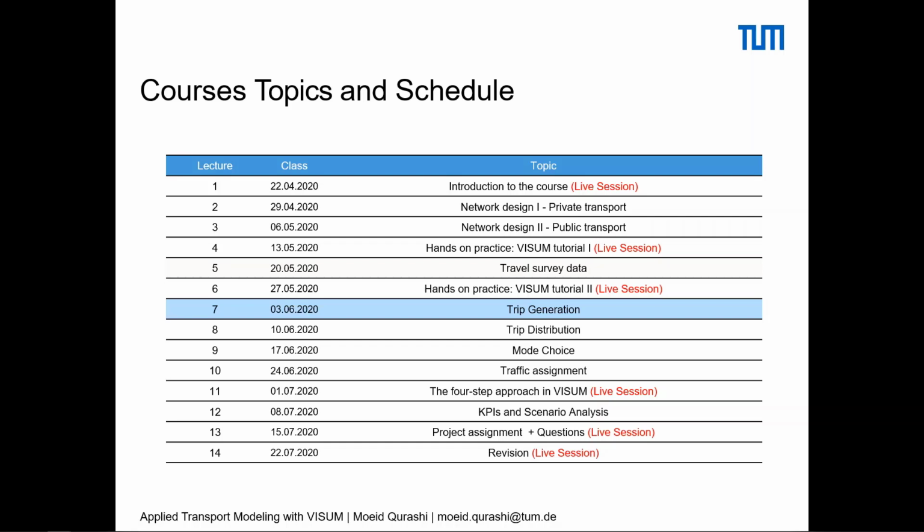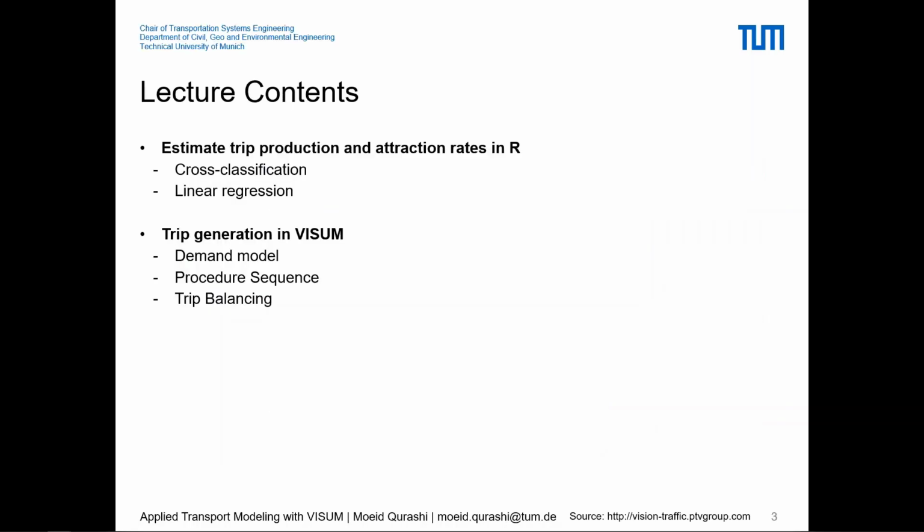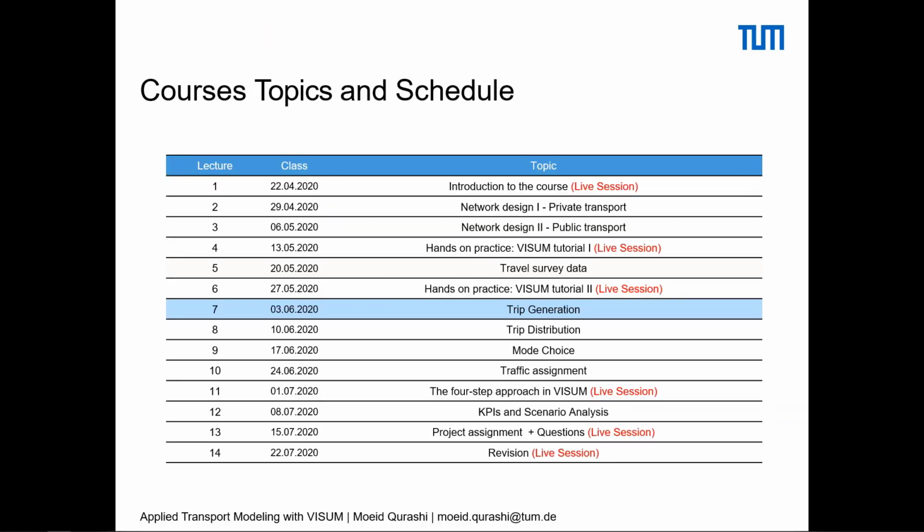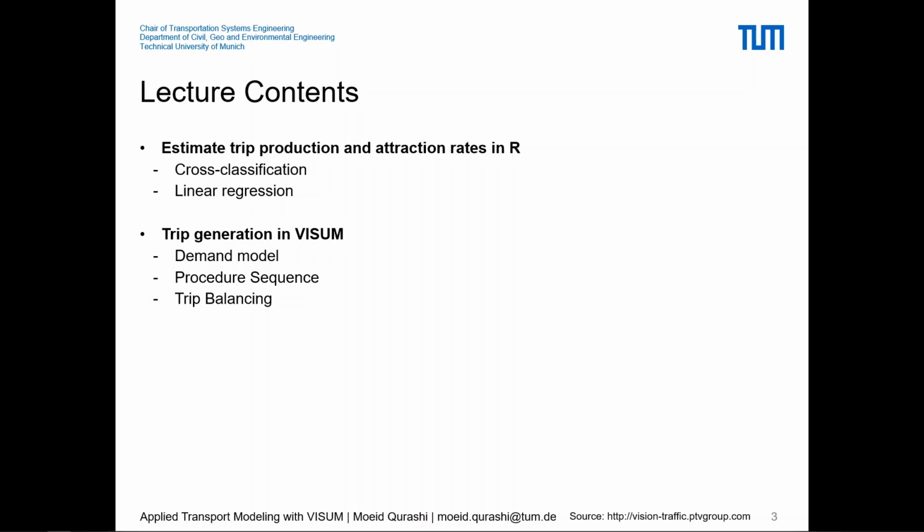In that course on travel survey data, we were talking more about the types of travel survey and how we can use different travel surveys to do different types of transport modeling. And today we will start our four-step modeling using one of the household travel survey data that I showed you last time. So today's lecture will have two different major parts.